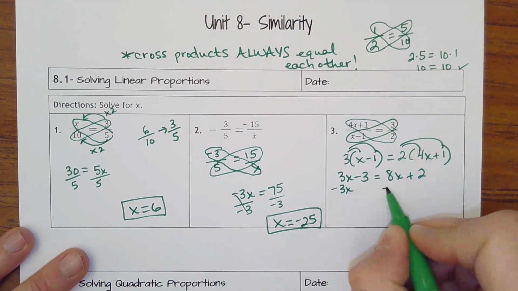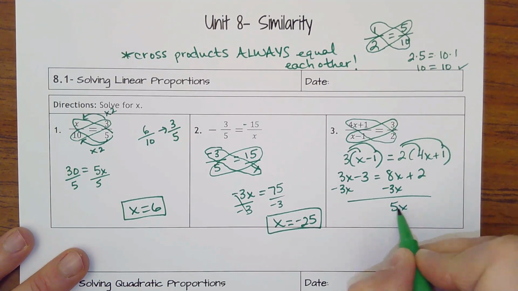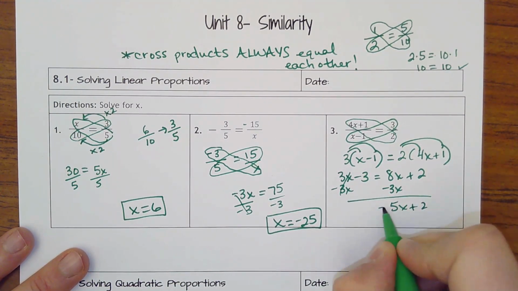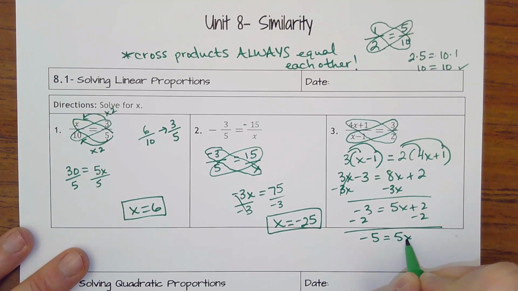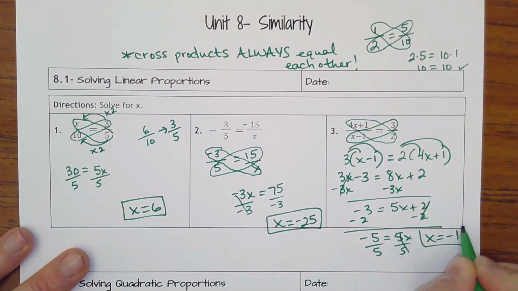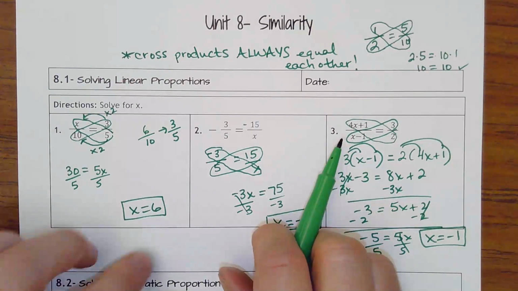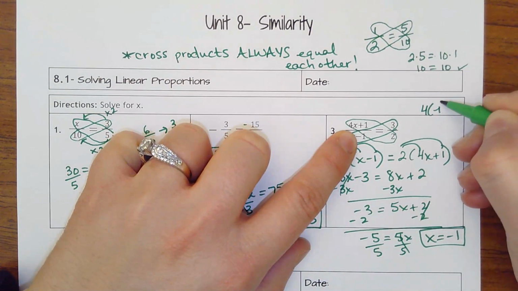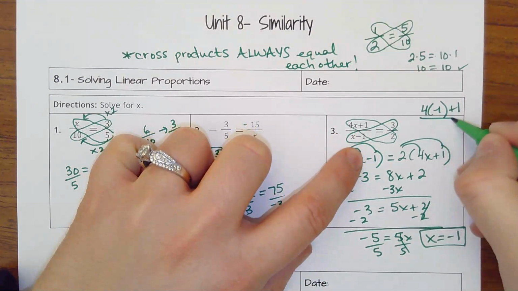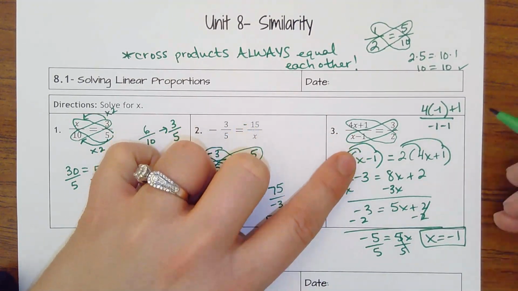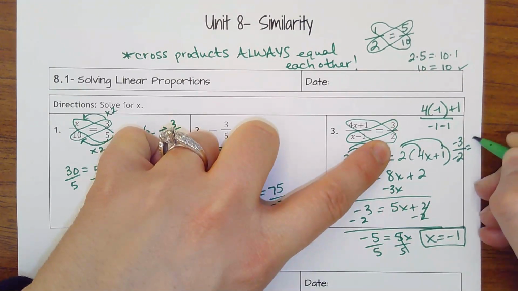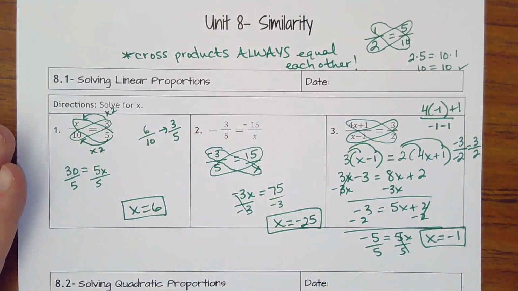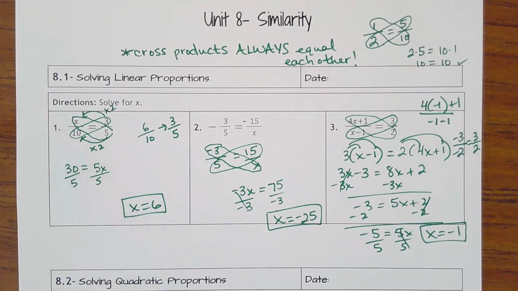Subtract your 3x. Subtract your 2. Divide by 5. So x is -1. And if you plug it in, it should work. 4 times -1 plus 1 over -1 minus 1. That would be -4 plus 1 is -3 over -2 is equal to 3 over 2. It's just a negative divided by negative, which becomes a positive. So you could always plug it in and check to see if it works.